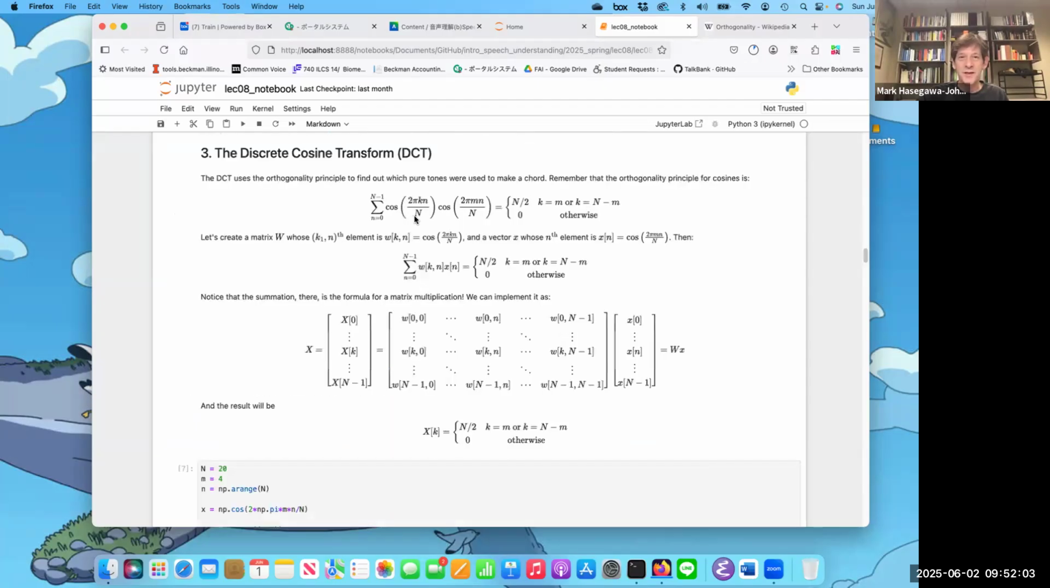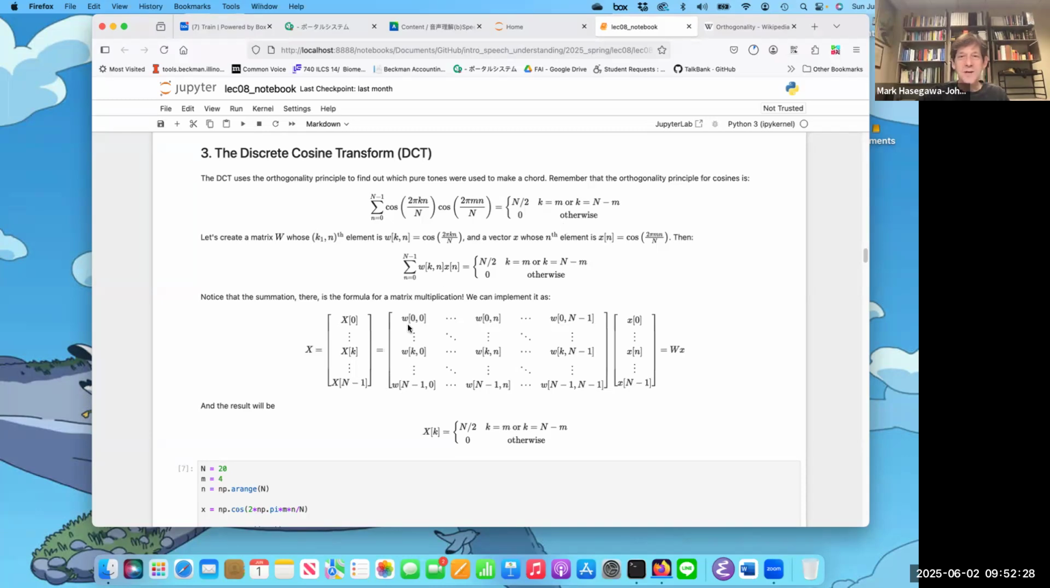by using this formula. The average value of the cosine of 2 pi kn over capital N times cosine of 2 pi mn over capital N is a half if k is equal to m. Otherwise, the average value is 0.